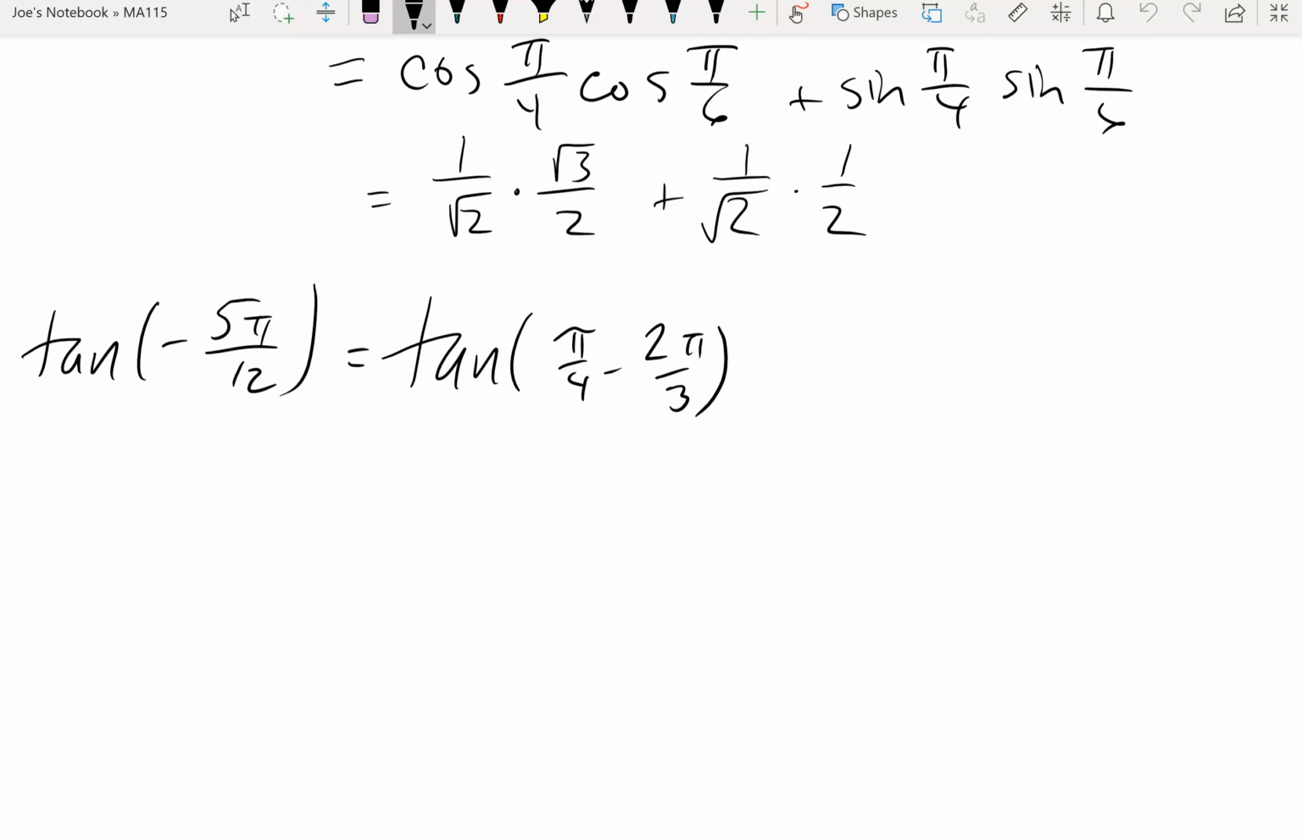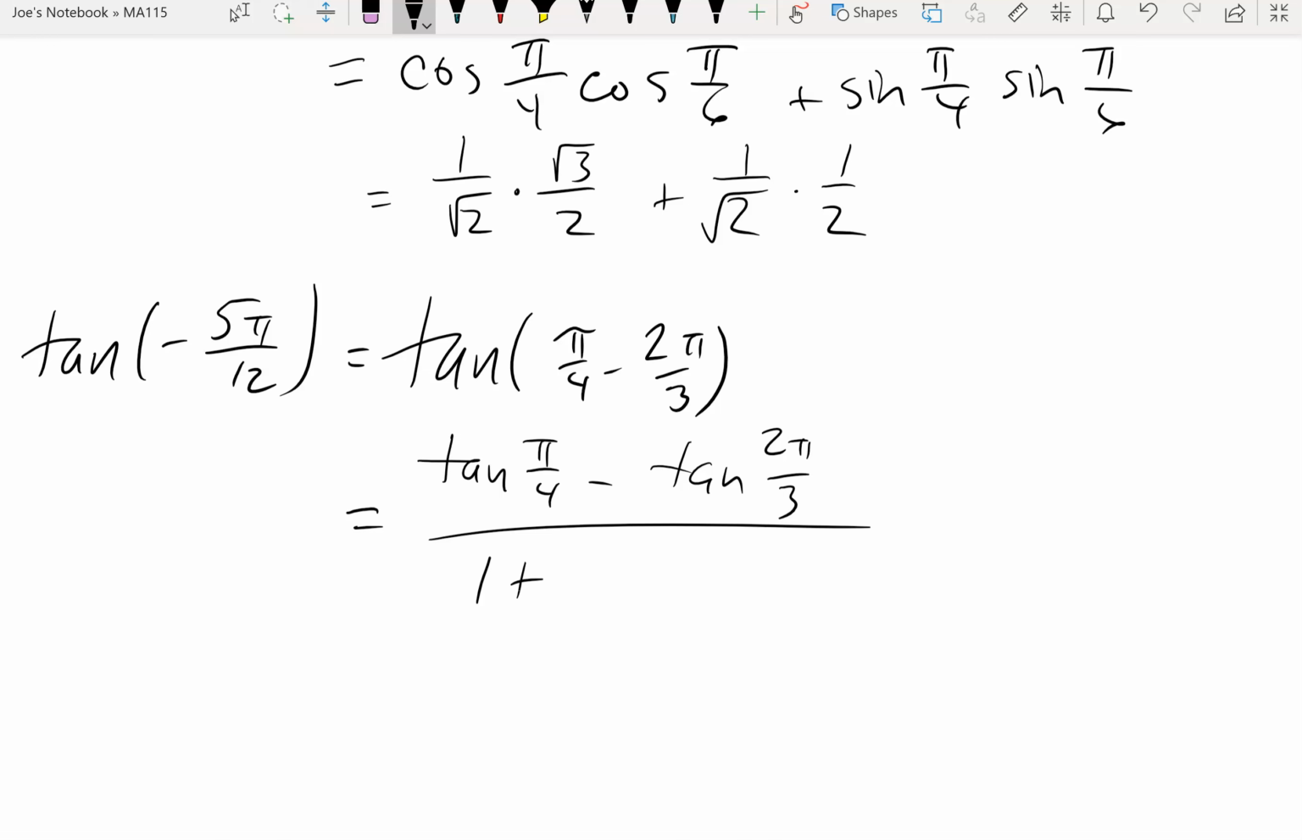Yeah. So then how do we rewrite this using our tangent formula? Yeah, 2 pi over 3, and then divided by 1 plus tangent of 2 pi over 3. Is it not? It's not a negative. Where the formula takes into account the minus here, so we don't have to worry about putting it in here too. And then it's tangent of pi over 4, tangent of 2 pi over 3.